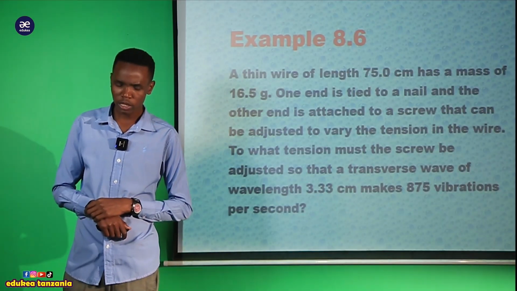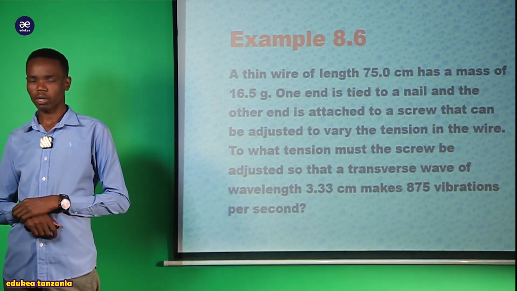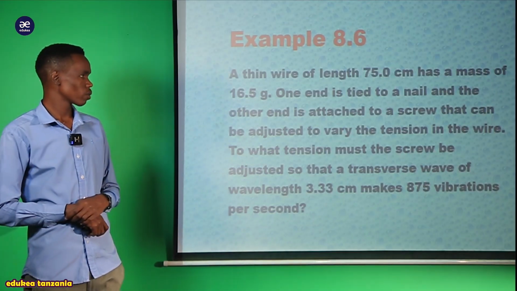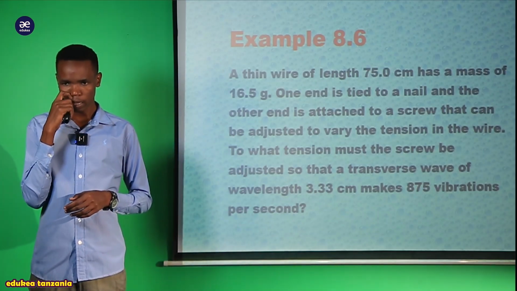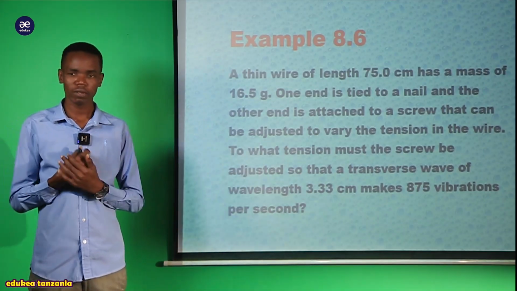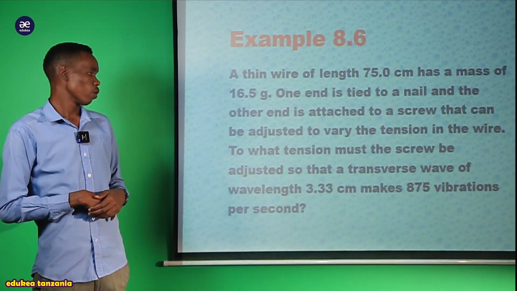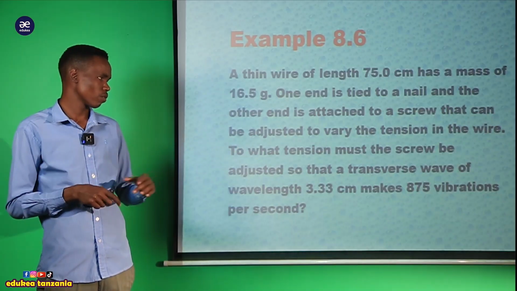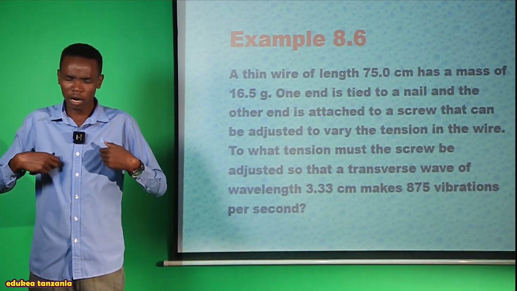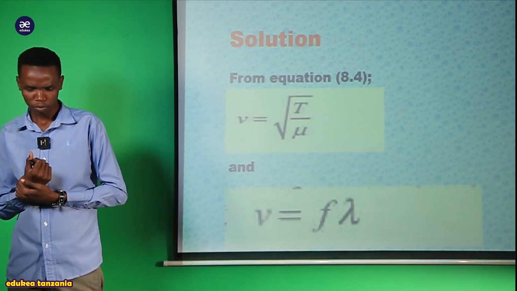So after that, what we are supposed to do here is to record the data that we have on our equation. On our equation here, we have the length of the thin wire, and also we have the wavelength that is formed there. Also we have the frequency, the number of vibrations. Now how can we obtain this tension, my dear students?